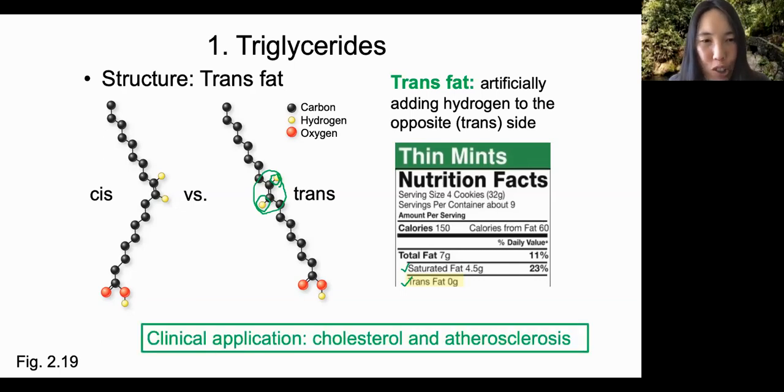A clinical application would be to relate this to cholesterol and atherosclerosis. Part of the reason why saturated and trans fats are unhealthy is because they can contribute to both of these diseases.